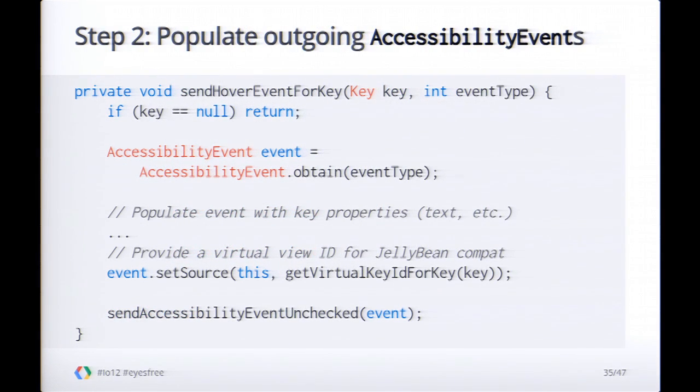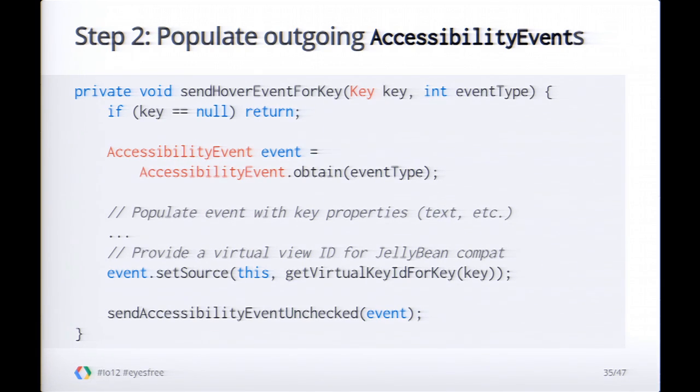Step 2, you need to populate that outgoing event. So you just sent a hover enter event. You need to tell it what key you were just pressing. So here I've made this send hover enter event for key method that takes a key, takes an event type, and populates the event with the information for the key. So that would obviously include things like text.